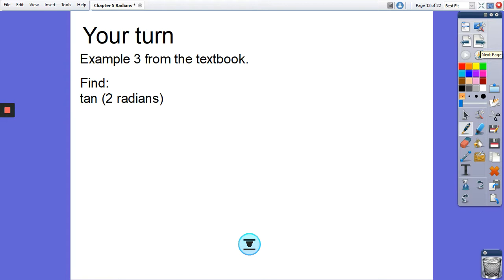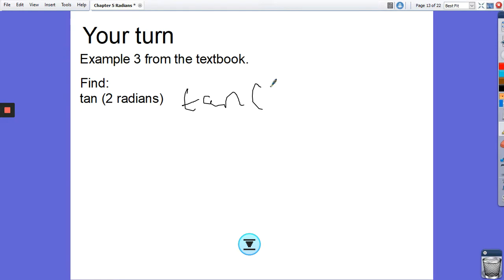I'm going to assume that you've paused at some point throughout that pause, and you should have had a go at this. And if you did, you got that tan 2 equals -2.19. Okay. Right, I hope that's relatively straightforward.